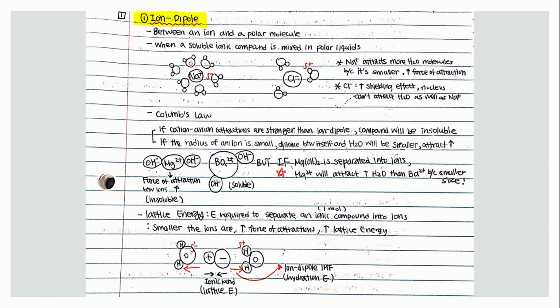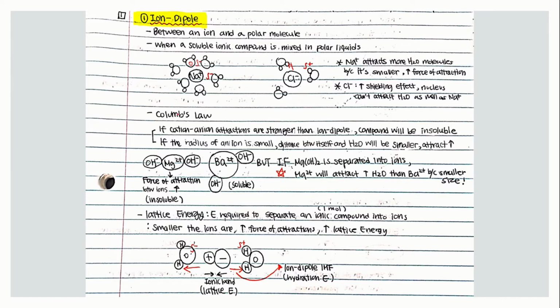But Na+ will attract the oxygen atoms because they are partially negative, and Cl- ions will attract the hydrogen atoms because they are partially positive. And Na+ attracts more H2O molecules because it's smaller and there will be more force of attraction between the ion and water. And Cl- will attract fewer water molecules because more shielding effect is there because it's larger. Nucleus cannot attract H2O as well as Na+.